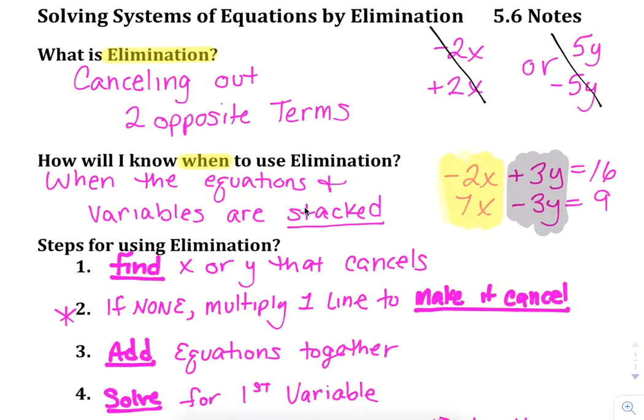Hey guys, we're back with the notes for 5.6. So you've already seen solving by substitution. Today we're going to talk about the third and final method, and that's solving by elimination.